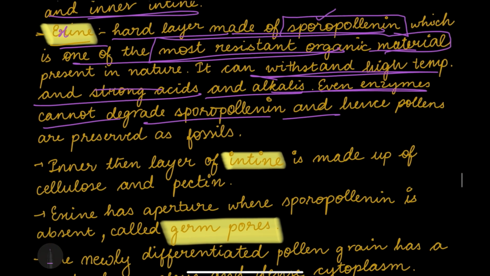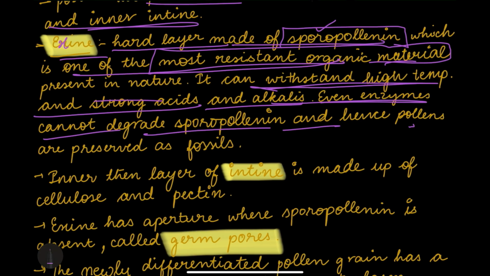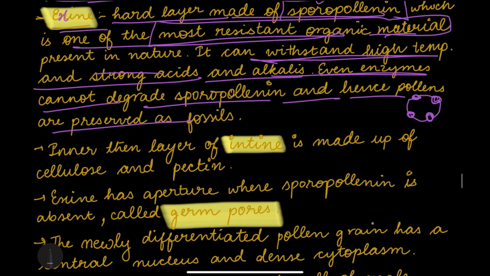That is why if we see the structure of exine, there are formed germ pores. Okay, somewhat like this. From these germ pores only the pollen tube comes out, and the further reproduction takes place. Okay, hence pollens are preserved as fossils. These are preserved as fossils. This is also an important point.